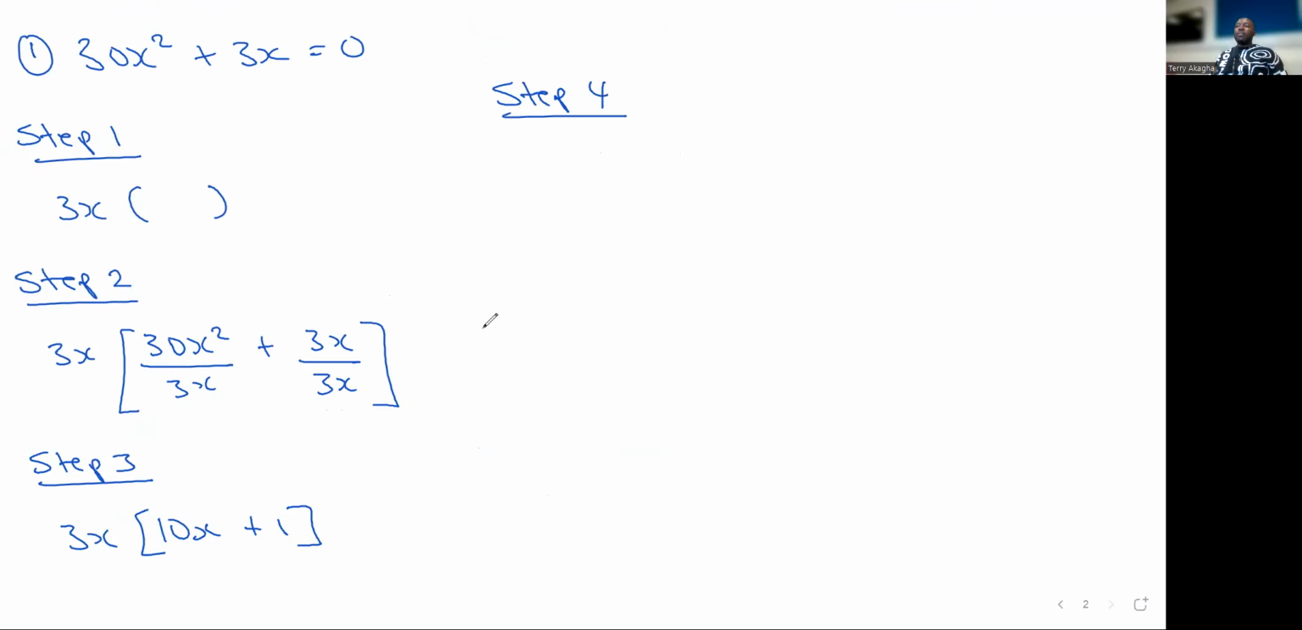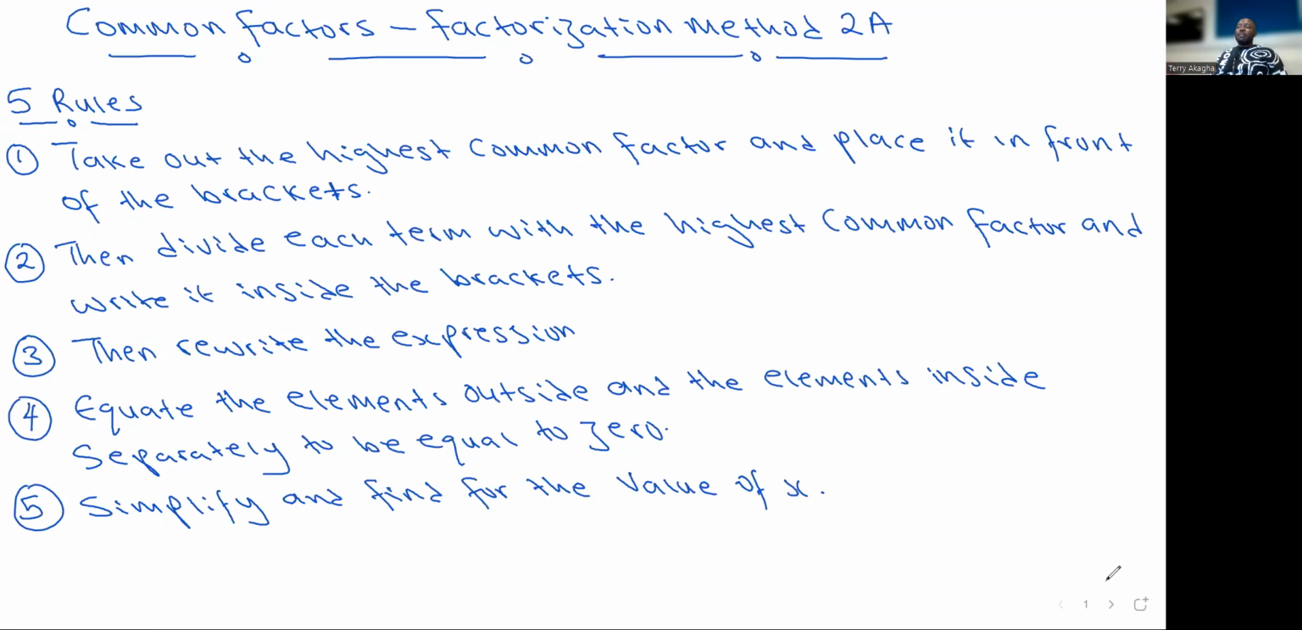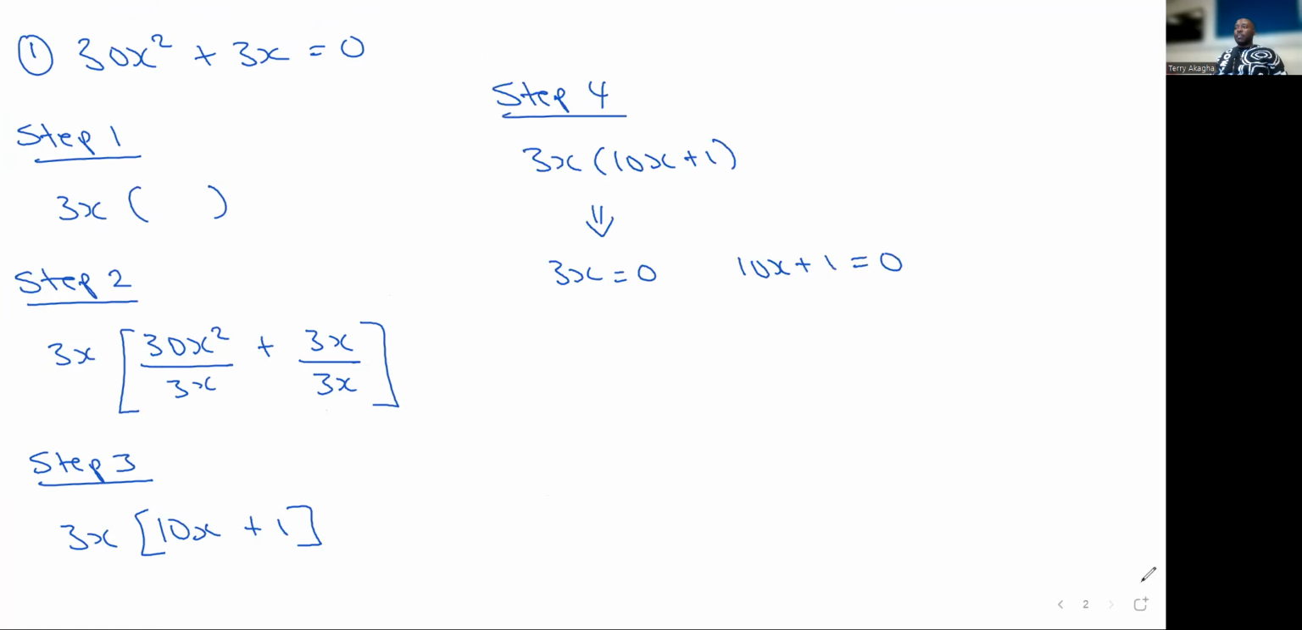Now the element outside, so we have 3x, 10x plus 1. So the one outside the bracket is 3x is equal to 0. The one inside the bracket is 10x plus 1 is equal to 0. Then step 5, simplify, and you find for x. So that means step 5.